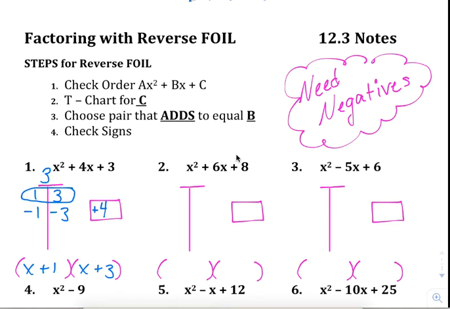Hey guys, we're back with the notes for 12.3. Today we're going to be factoring with reverse FOIL.